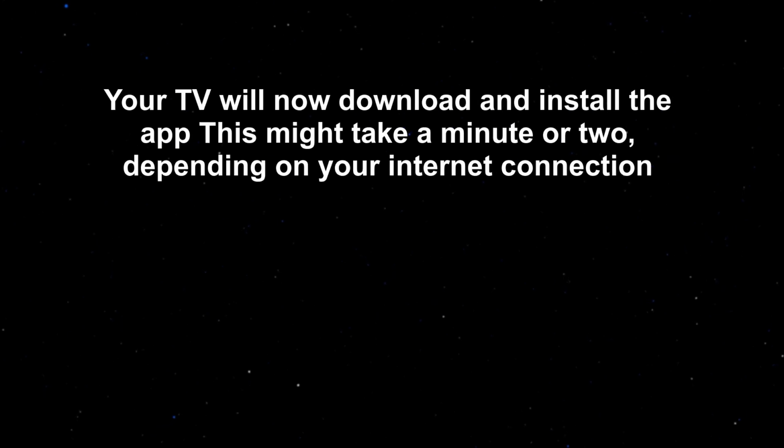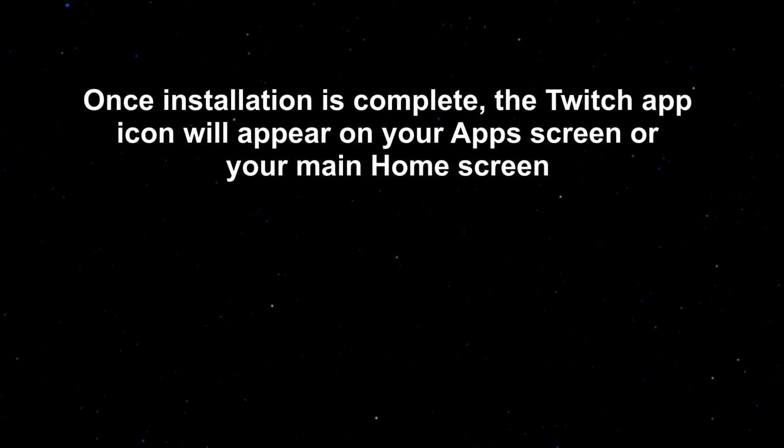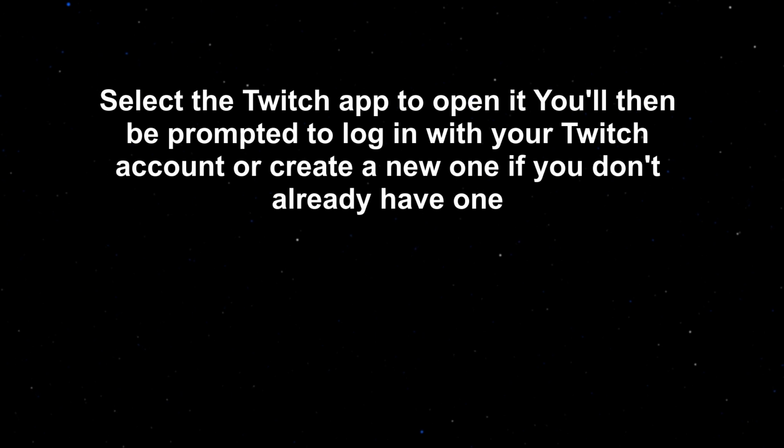Your TV will now download and install the app. This might take a minute or two, depending on your internet connection. Once installation is complete, the Twitch app icon will appear on your app screen or your main home screen. Select the Twitch app to open it.